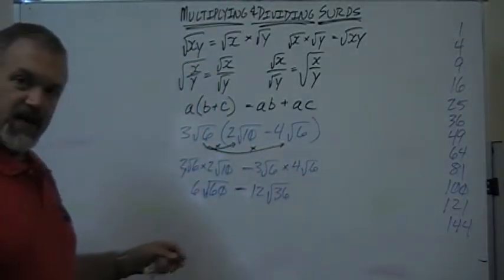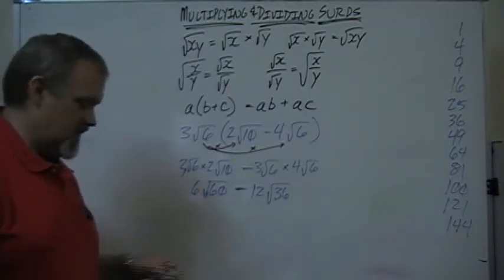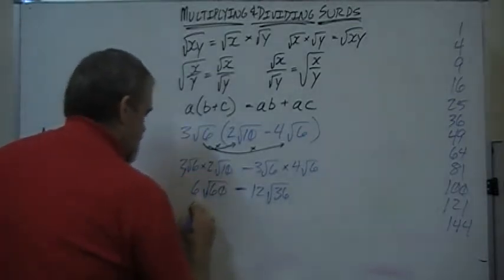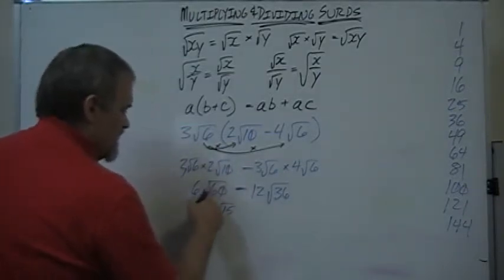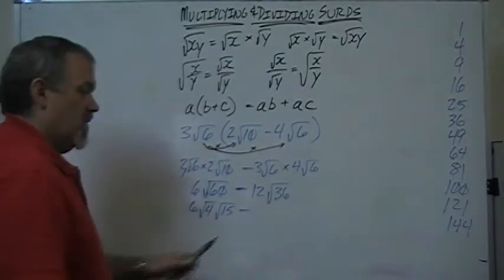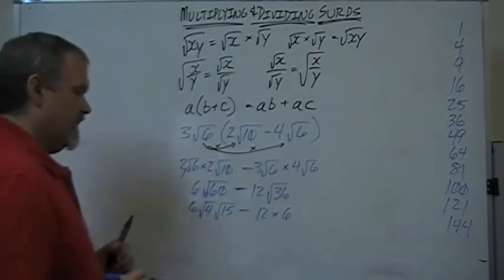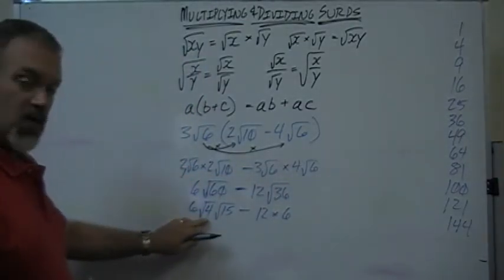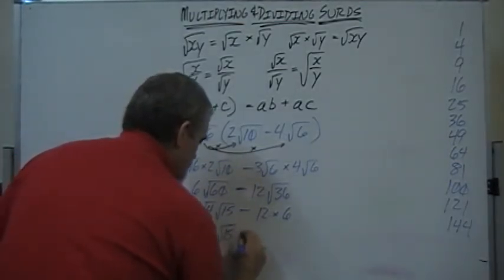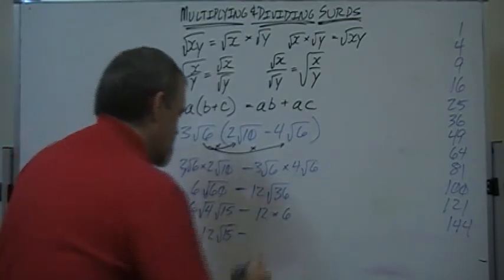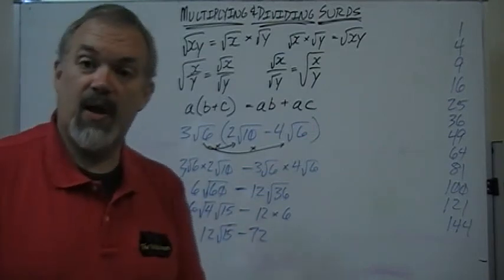Now the first question I have is there a square factor that will divide evenly into this? We certainly do. It's 4 times 15 is 60. And what do we have here? Well, that is in fact a square number, 36. So we'll go 12 times 6. Now over here we have the square root of 4, which is 2, times 6 is 12, root 15, minus, then we have 12 times 6, which is 72, and we're done with our problem. And that is multiplying and dividing surds.